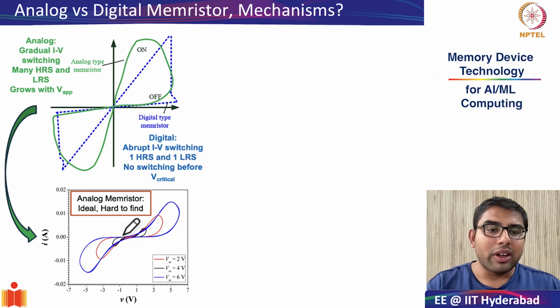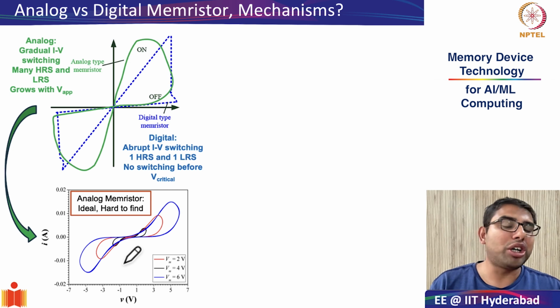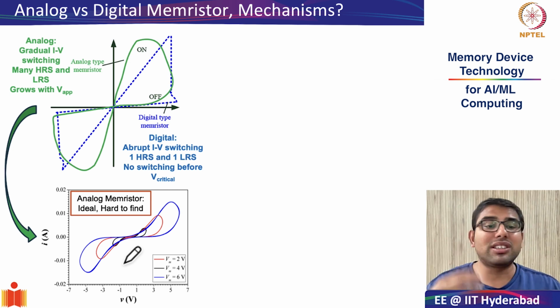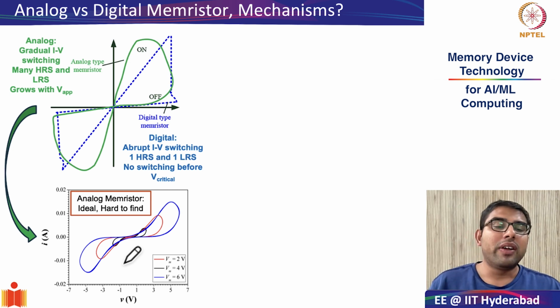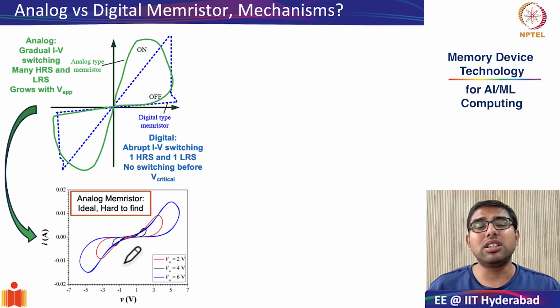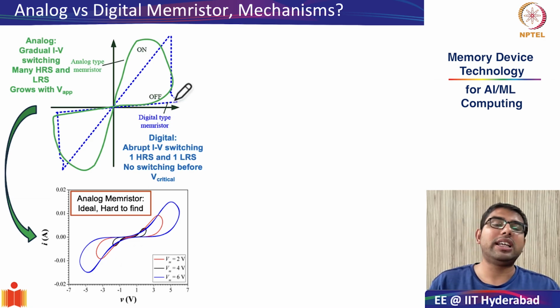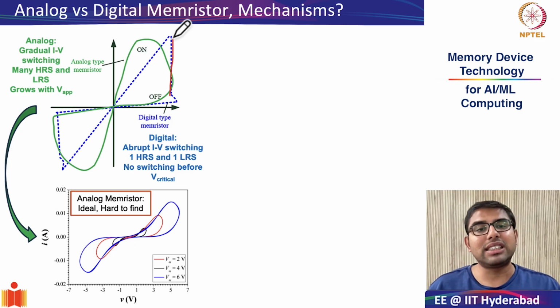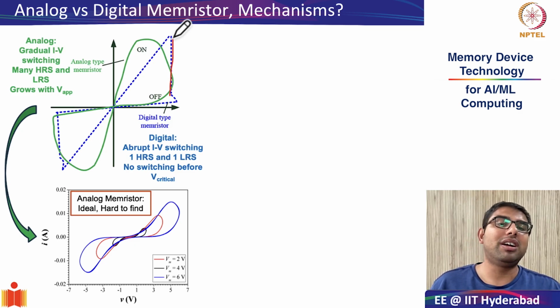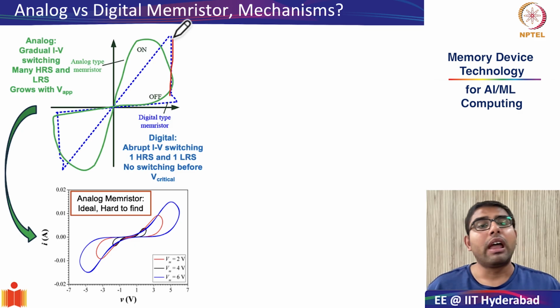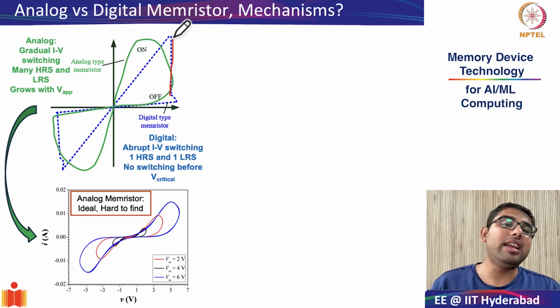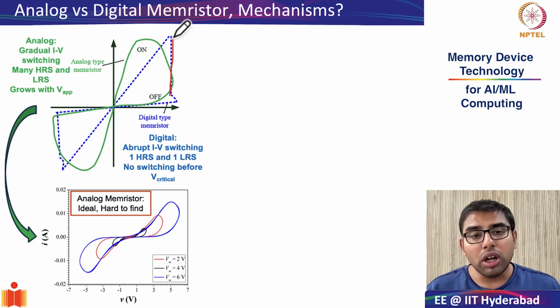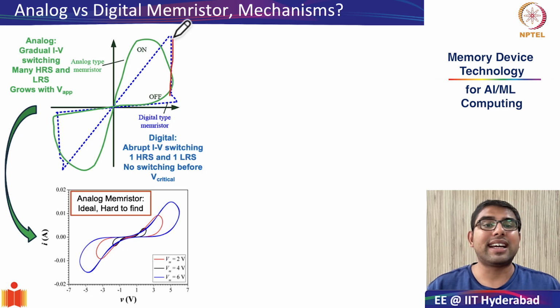Now, you would be interested to know that although the analog memristor is what was initially predicted, that is the ideal kind of behavior, it is very hard to find. Just as you had seen in the first memristive device from HP Labs, most of the memristive devices that we find are generally of the digital memristor type. And why is it important to delineate both of them? Because both have their own unique set of mechanisms, and also they have their own set of use cases.